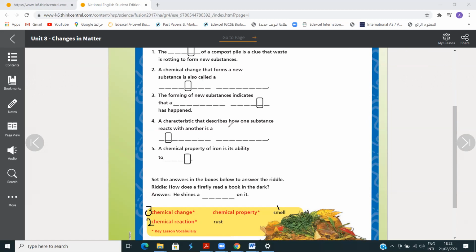Number four, a characteristic that describes how one substance reacts with another is a chemical property. Number four here. Write with me because there is no time. A chemical property of iron is the ability to rust. That is number five. Please write. I will give you the time to write.